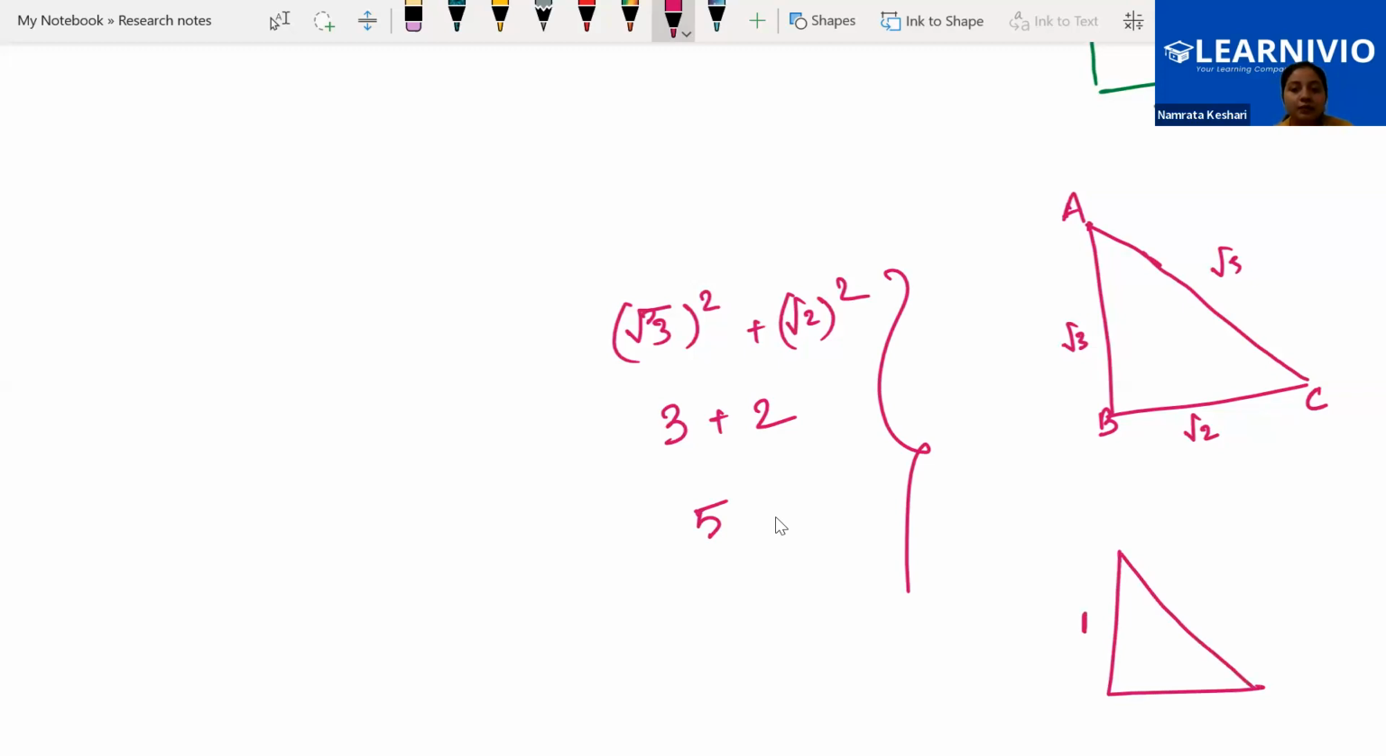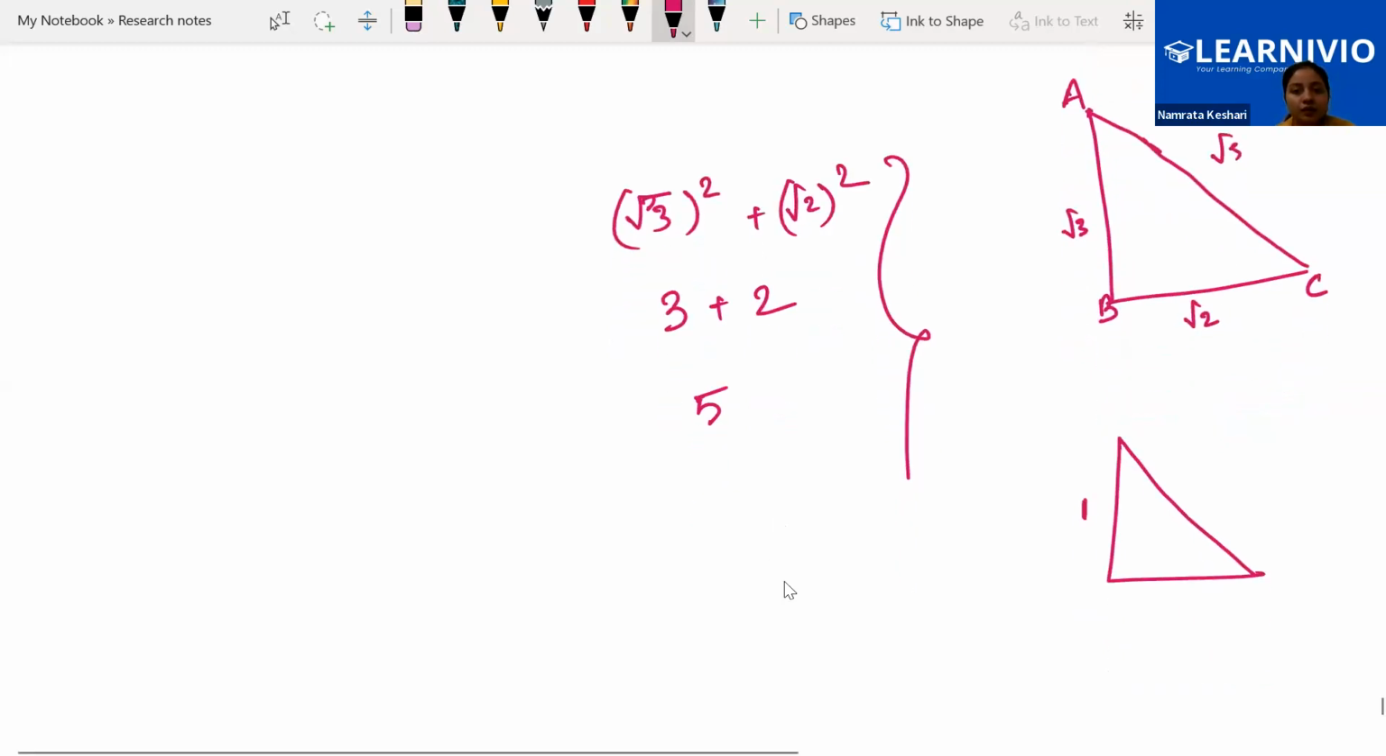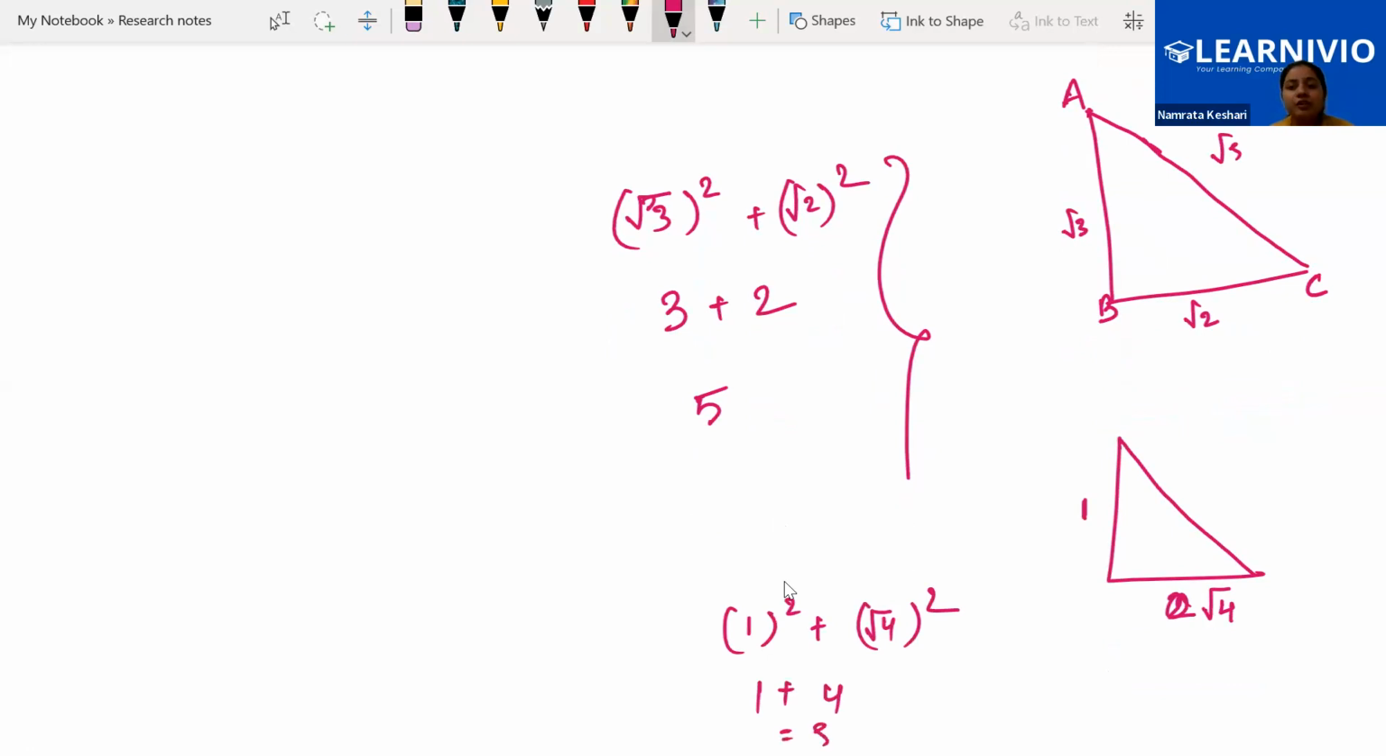Can we take 1 unit and 2 units, or maybe root 4 units? 1 square plus root 4 square, that means 1 plus 4, that means 5. Root 4 is what? 2. So this will be simple. Are you getting it, Saad? Okay, ma'am.